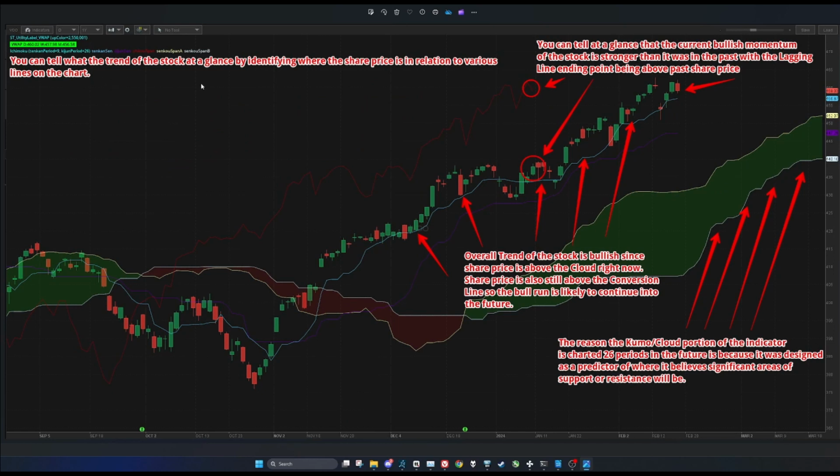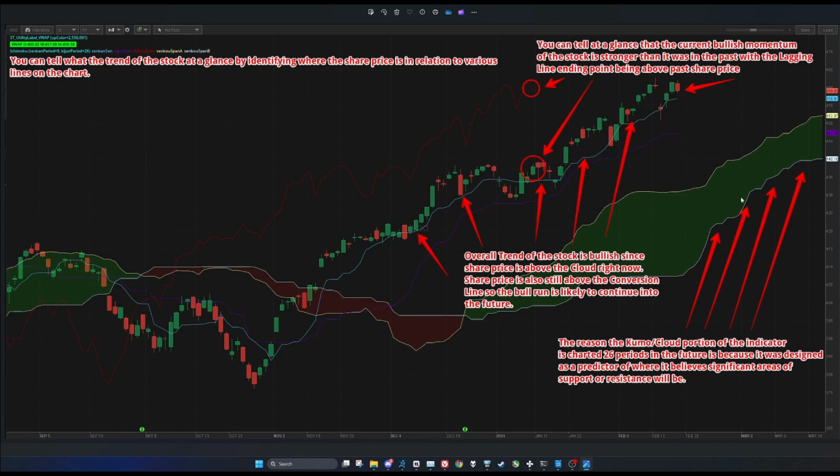So at a glance, we should be able to tell what the current price action of the stock is, where levels of support and resistance are on your chart. So if you look at the stock here, you have share price above cloud, so overall trend is likely to be bullish. You've got share price above the conversion line for quite a long period. It's also above the baseline, so overall trend is still bullish. And your lagging line up here compared to current price action is still above previous price action, so this bull trend is likely to continue.